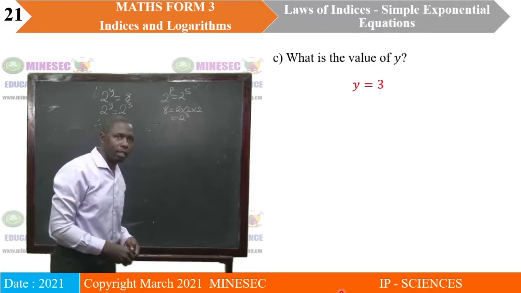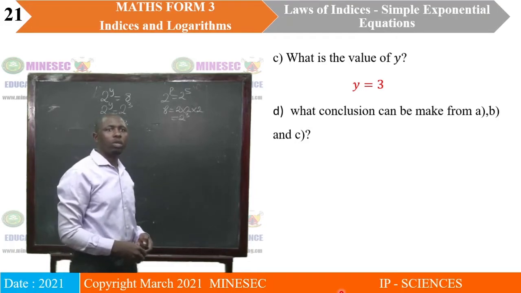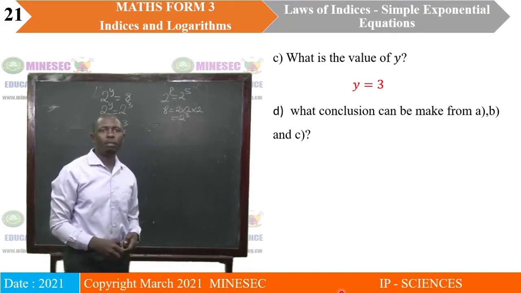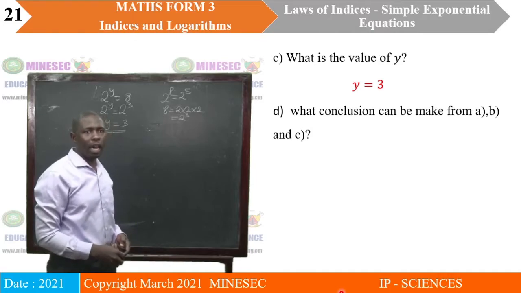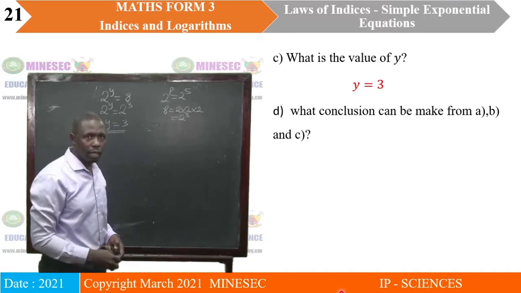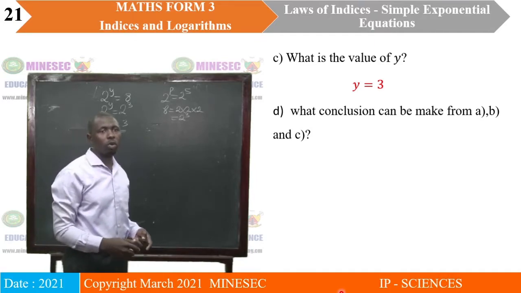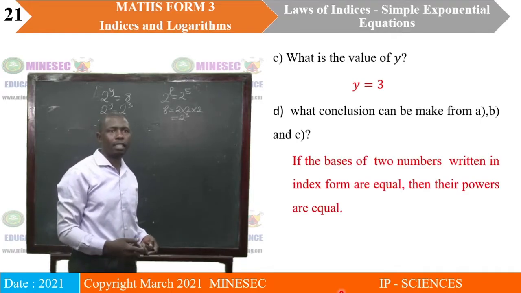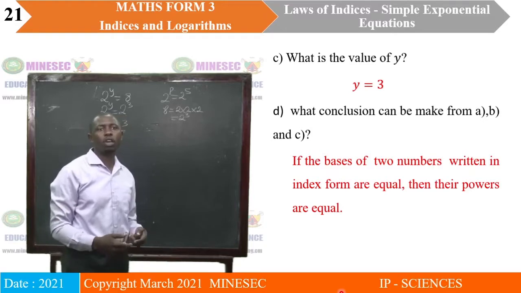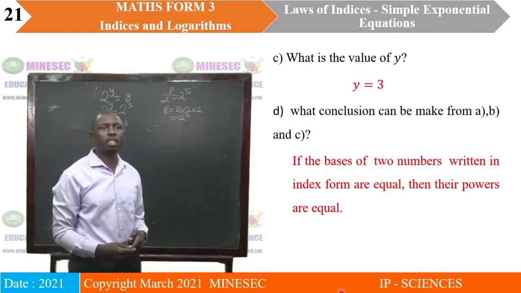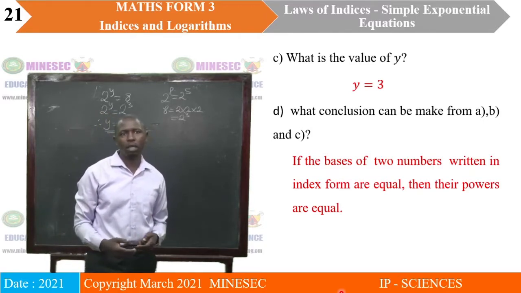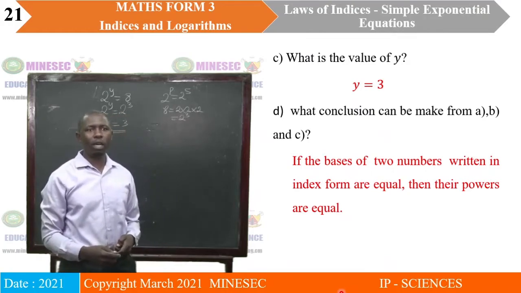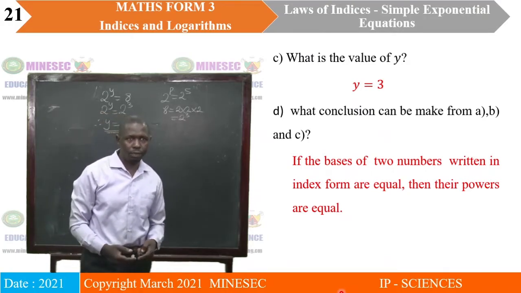It is 3. So what conclusion can be made from a, b, and c? The conclusion that we could draw is that each time the bases of the two numbers written in index form are equal, then their powers are equal.